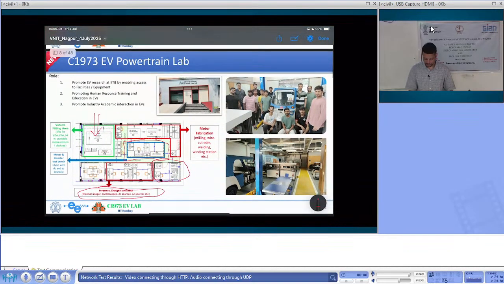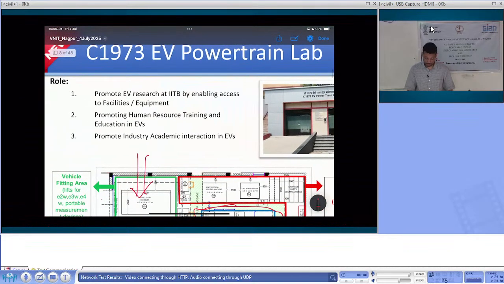The objective of the lab, as far as IIT Bombay is concerned, was to promote EV research at IIT Bombay by enabling access to these facilities, right? Which it has been doing. Not just internally, but even some of the industries come and use the facilities and so on.